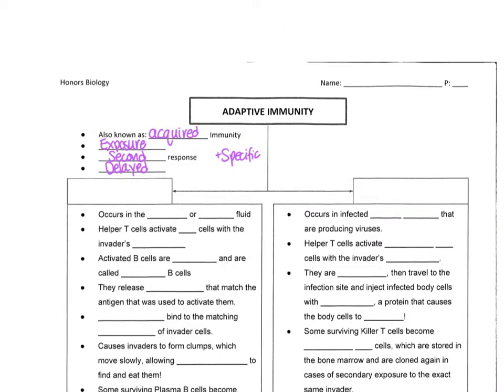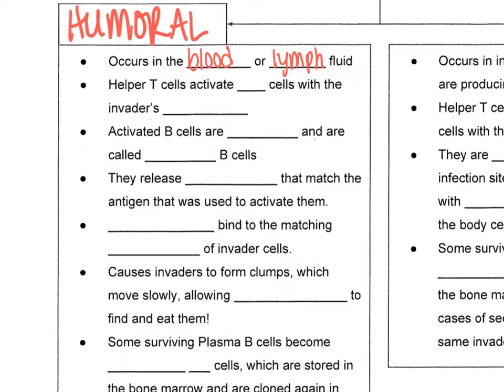As you can see on your paper here, there are two divisions of the adaptive immune response. The first division that we'll be learning about is called the humoral response. The second division of the adaptive immune response is called the cell-mediated response. We will start by focusing on the humoral response first. The humoral response occurs in the blood or the lymph fluid.